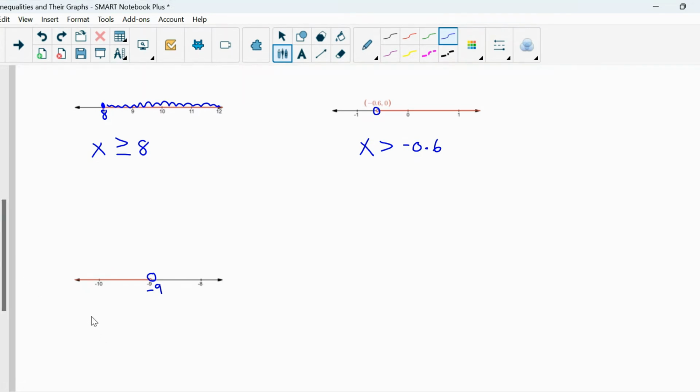Our final example here, we have an open point at -9. Let's start by writing our variable on the left side. We know that we are going to shade to the left, so we will insert a less than symbol. This will not be equal to because it's an open point. And now state the value at which our point is at, which is -9.